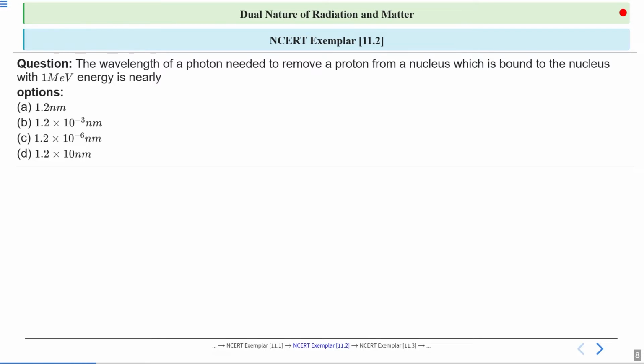The options given are A, 1.2 nanometer; B, 1.2 into 10 to the power minus 3 nanometer; C, 1.2 multiplied by 10 to the power minus 6 nanometer; and D, 1.2 multiplied by 10 nanometer.